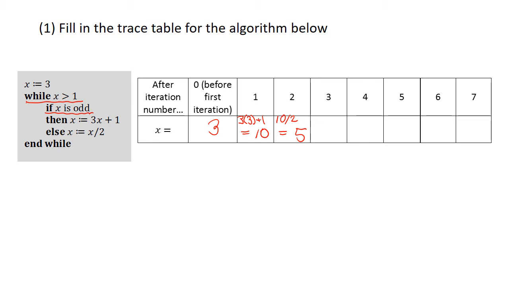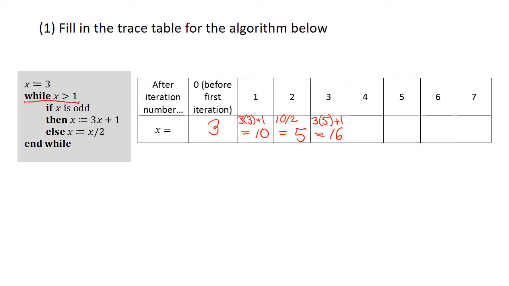So we're going to do this then part. Okay, so x is going to be redefined to be 3x plus 1. So 3 times 5 plus 1, that is 16. Okay, and that's it. We don't do the else. So that takes us through that loop, and now we're going to go up and check the while condition again.